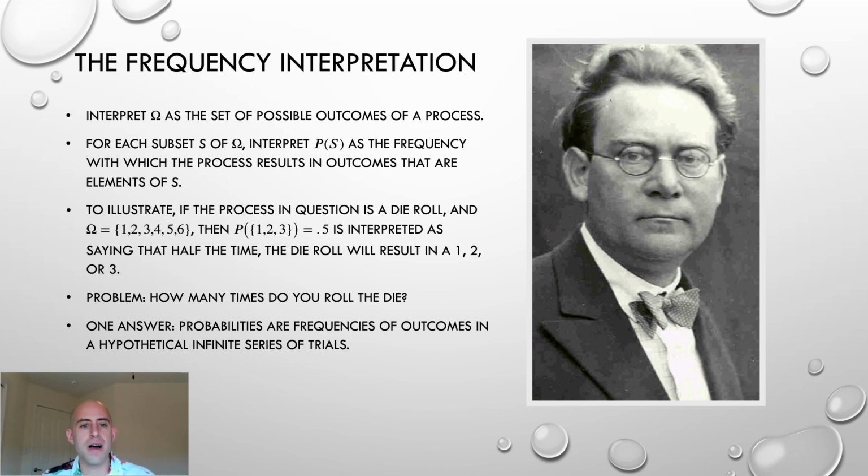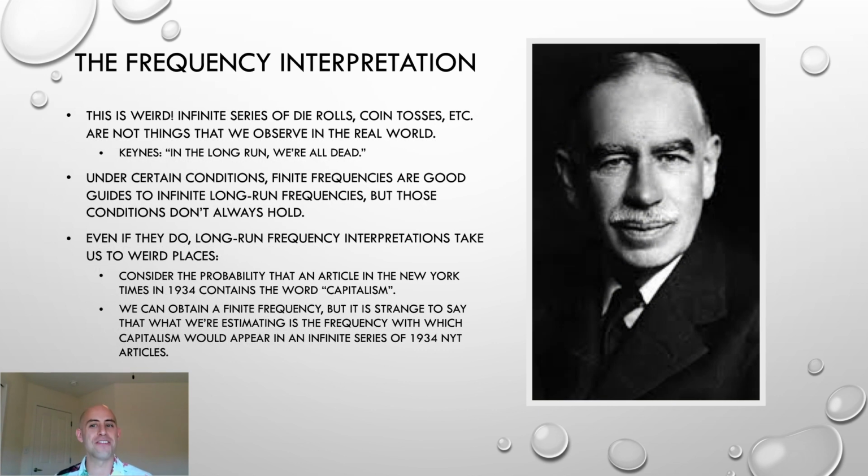And the answer that Reichenbach gives is, well, probabilities really should be interpreted as frequencies of outcomes in a hypothetical infinite series of trials, right? So the idea is if we rolled the die infinitely many times, that the proportion of outcomes in this set 1, 2, 3 would be 50%. It would be 1/2 of the time in this infinite series, right? But this is weird.